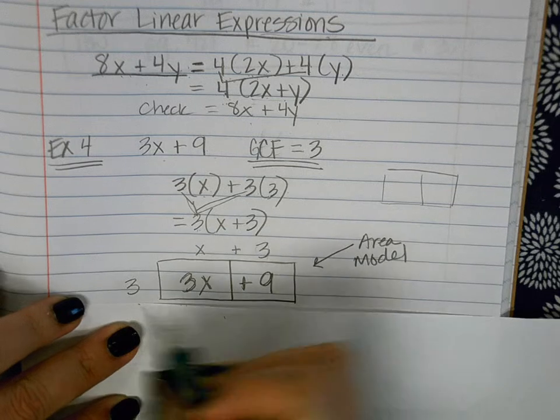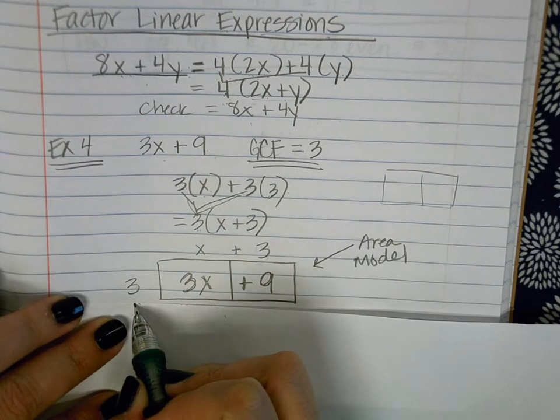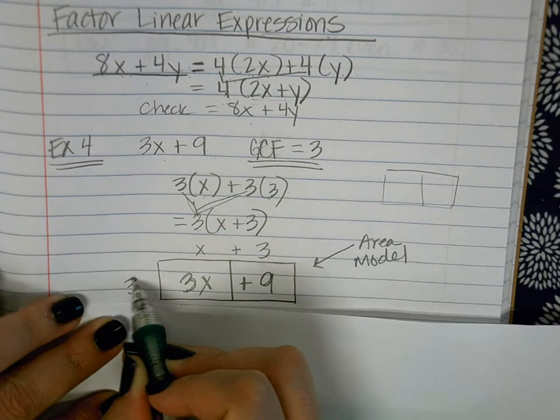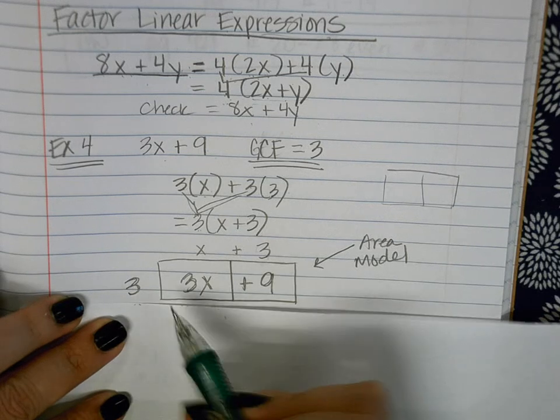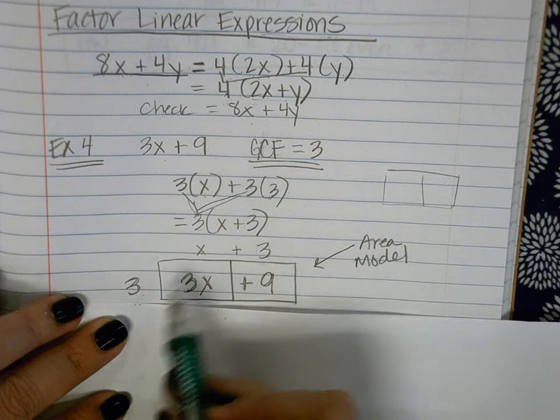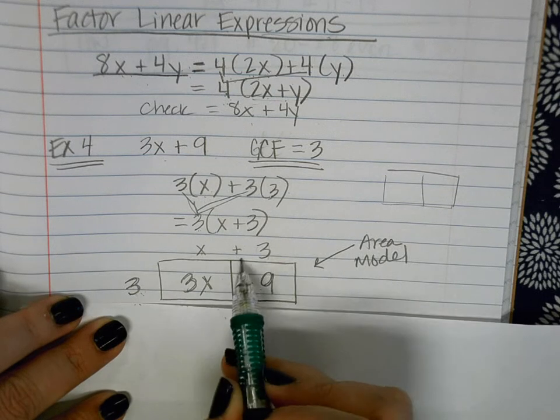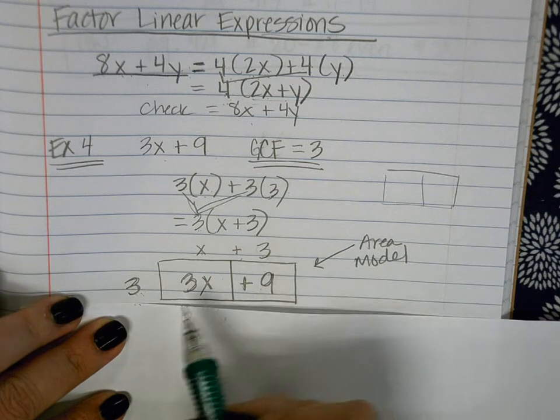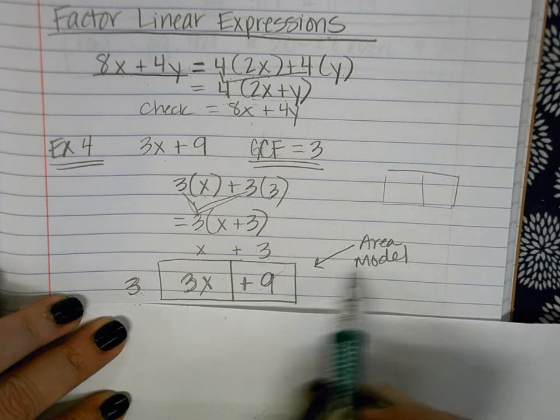And then on the left you would write what the common factor is, and that's 3. And then on the top you could kind of work backwards. How do you go from 3 to 3x? Oh, you multiply by x. How do you go from 3 to 9? Oh, you multiply by 3. Do you see what I did? So if you like this little area model, you can use that.